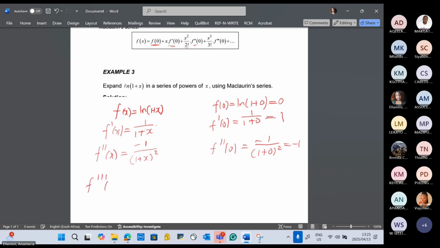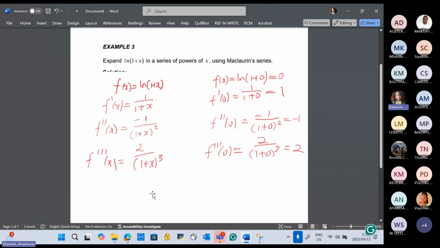Third one. There we go. Third one. So this is equal to, what will be the third derivative? Guys? It's 2 over 1 plus x cubed. So that's 2 over 1 plus x cubed. Then we go and evaluate. Remember I told you that I won't be showing you how to differentiate later on when you do the application. So that's 2 over 1 plus 0 cubed, that's equal to 2.